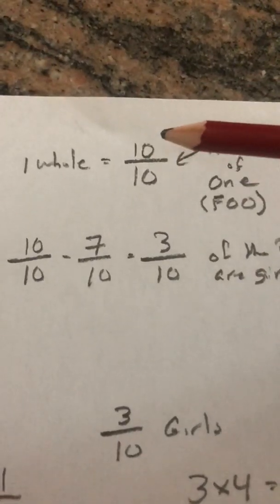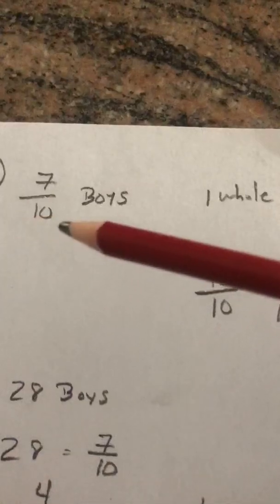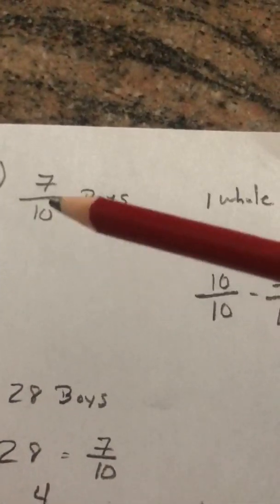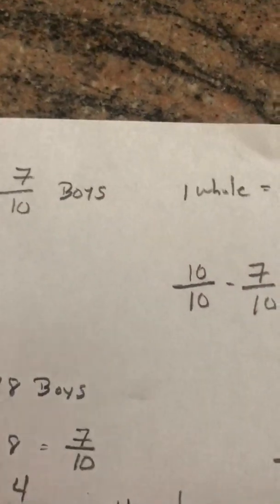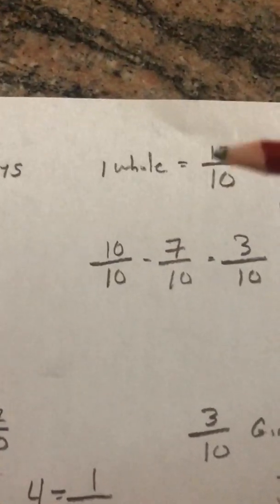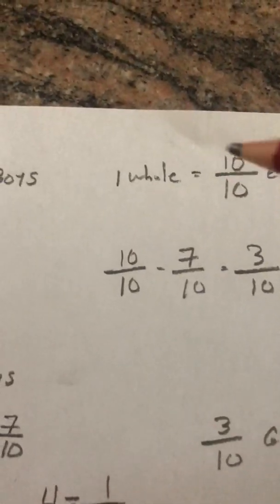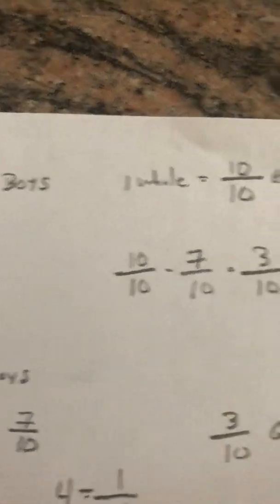In this case, I'm going to pick 10/10 only because my denominator here is 10, because we had 7/10 being boys. But if my denominator, say, was 8, I could pick 8/8, and so on and so forth. So any of those fractions of 1 would work. However, we want to use 10/10 here because we want our denominators to be the same.